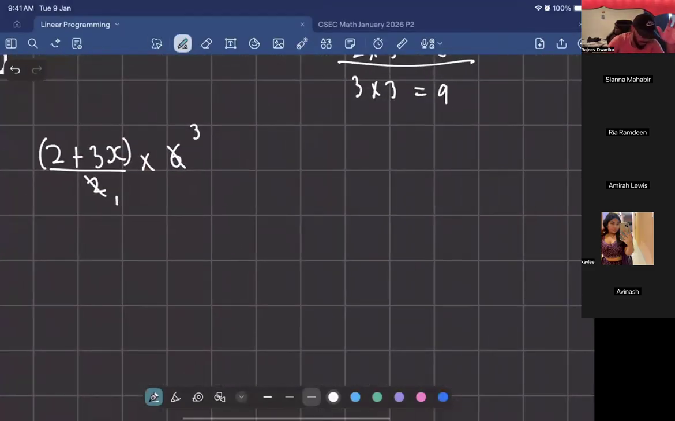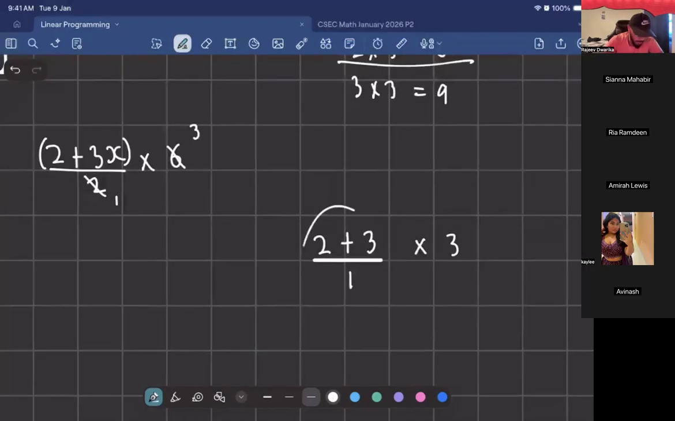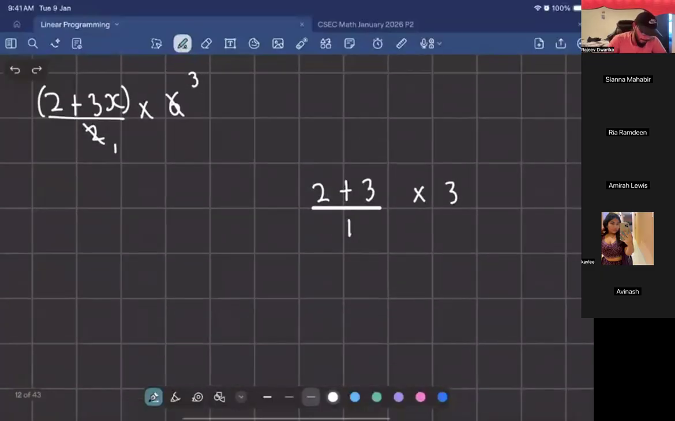If you had something, this is a general example, imagine you had something looking like 2 plus 3, multiplied by 3. So 2 plus 3 over 1 multiplied by 3. What would you do with this first? Add 2 plus 3. What would 2 plus 3 be? 5. And then you would multiply it by 3, and you would get 15.